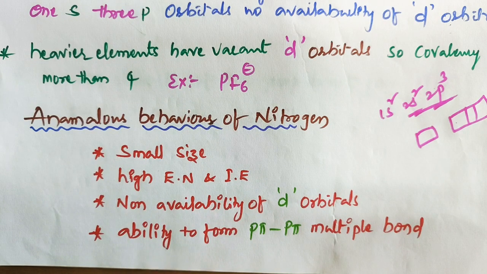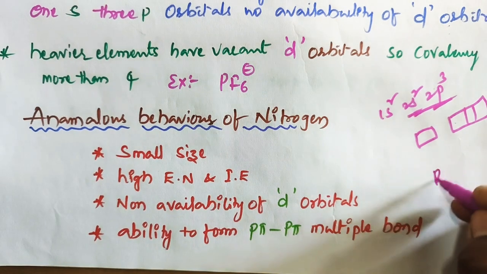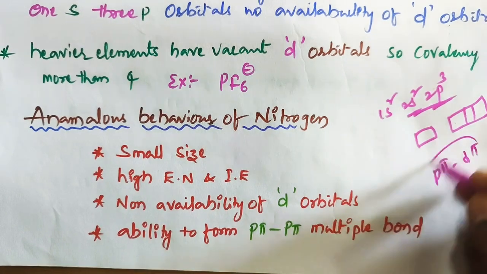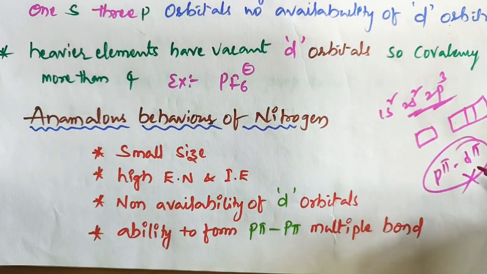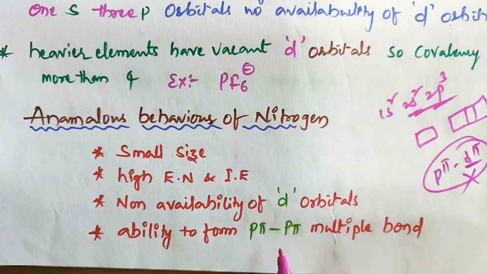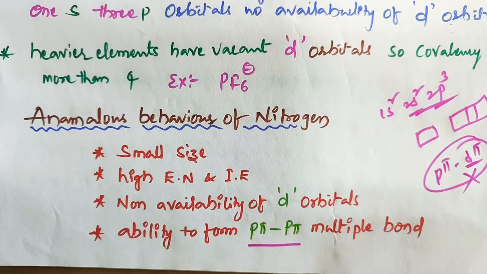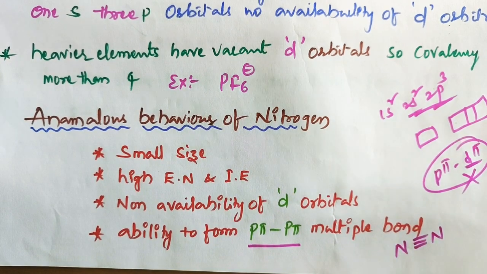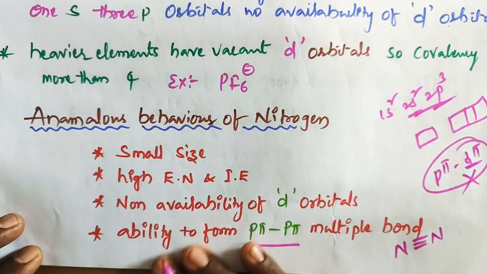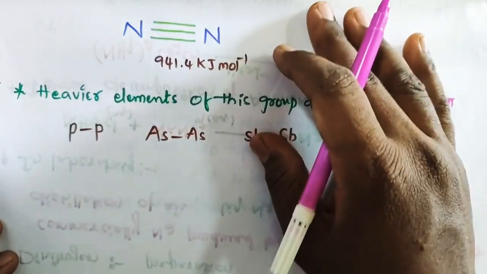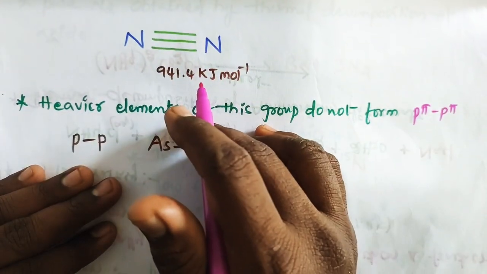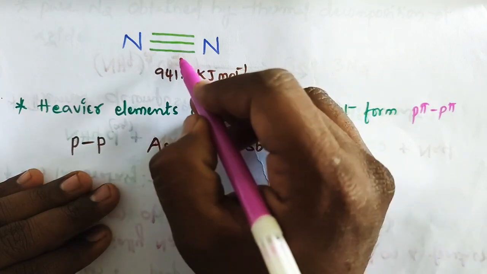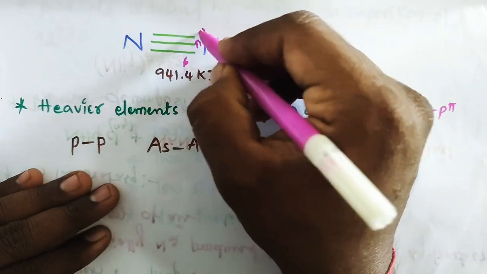Nitrogen has the ability to form p pi-p pi multiple bonds. It does not form p pi-d pi bonds because of non-availability of d orbitals, and it forms p pi-p pi multiple bonds. That is the reason nitrogen has a triple bond between the two nitrogens. We observe between the two nitrogens one sigma bond and two pi bonds are present.